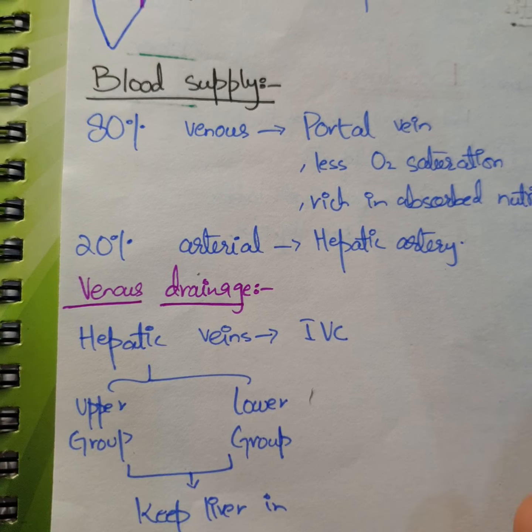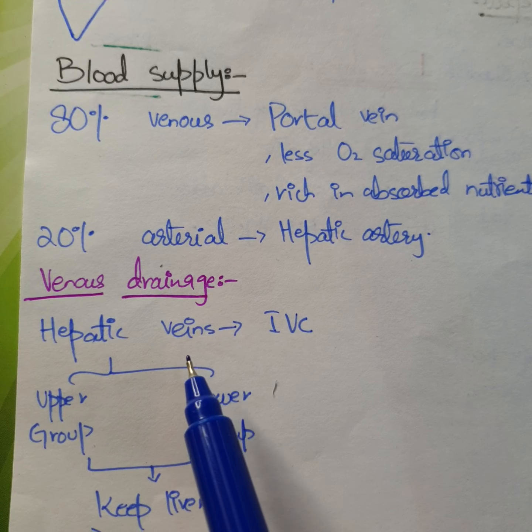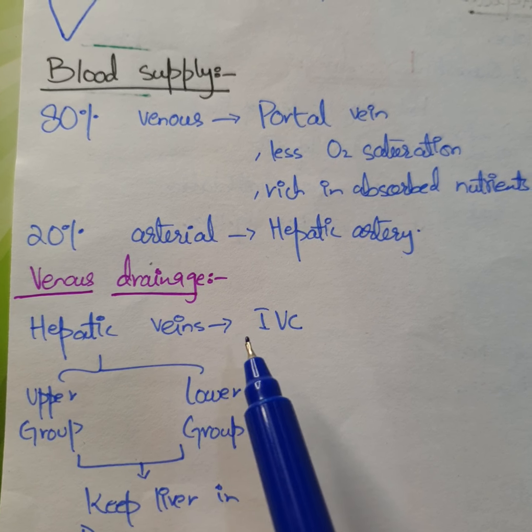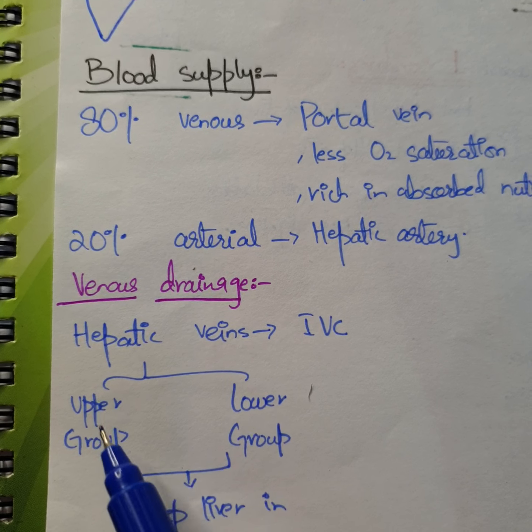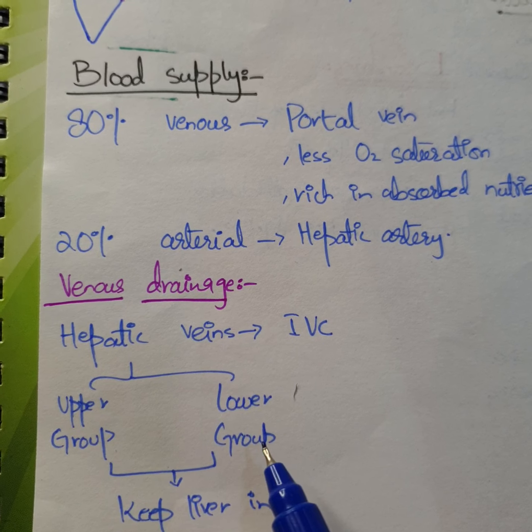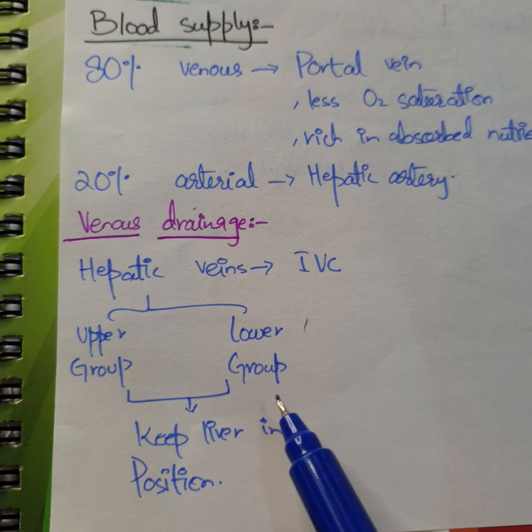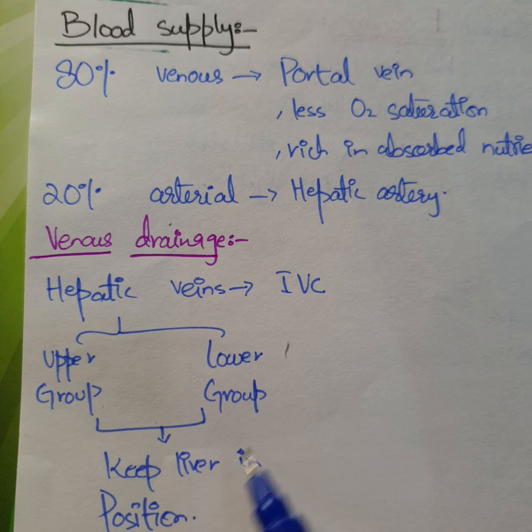Venous drainage of the liver is done by the hepatic veins, the right and left hepatic veins, which drain directly into the inferior vena cava. These hepatic veins are divided into two groups, the upper group and the lower group. These two groups together keep the liver in position.